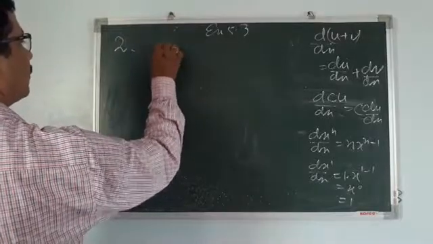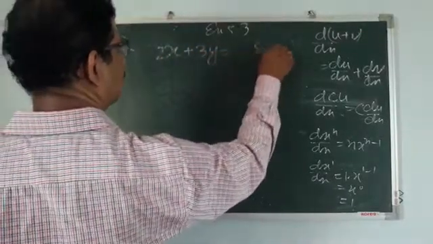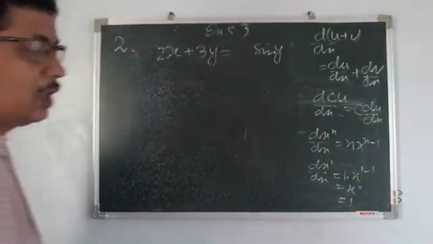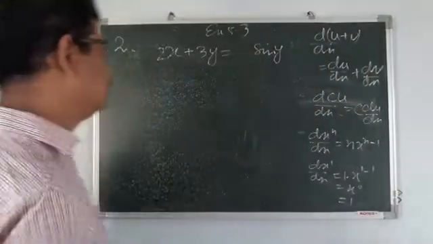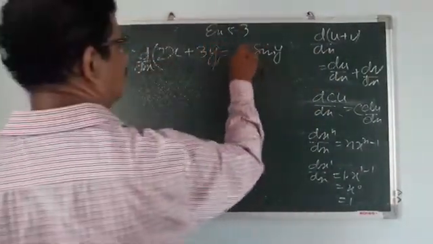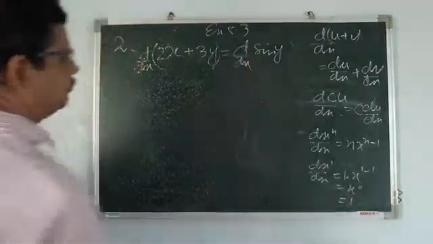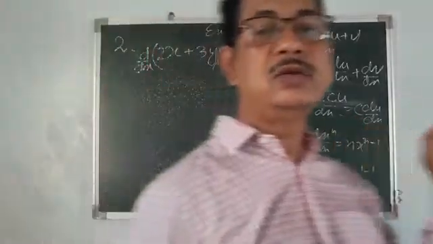2x + 3y = sin y. This is our question. What we have to find? We have to find dy/dx. So as usual, we will differentiate both the sides with respect to x. Here also we have to differentiate. This is the procedure. So what to do? We can use d/dx in both the sides.